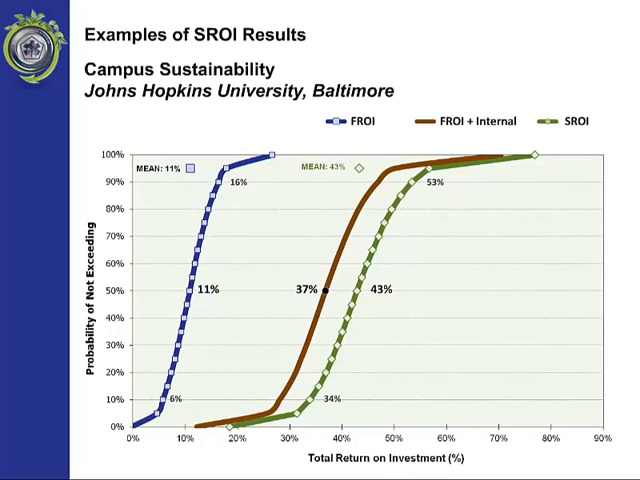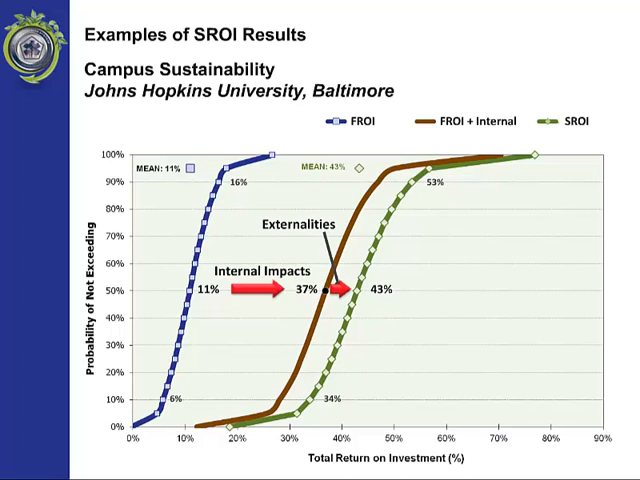Here is an example S-curve from the SROI analysis of Johns Hopkins University's Campus Sustainability Initiative. As you can see, if a traditional business case analysis had been conducted, the initiative would have shown an 11% return on investment. However, because this was an SROI analysis, the results show the SROI return on investment for society is a much more robust 43%.